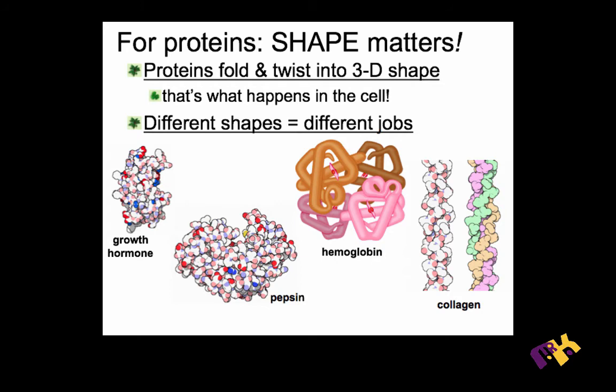Right, and so I picked up a few examples like growth hormone, pepsin, hemoglobin, collagen, and these are all proteins. Some of them are just single. This would be like a tertiary structure because there's only one protein all wrapped up on itself. Hemoglobin is several different proteins working together, so that would have a quaternary structure to it. But different shapes equal different jobs. That's really the takeaway.